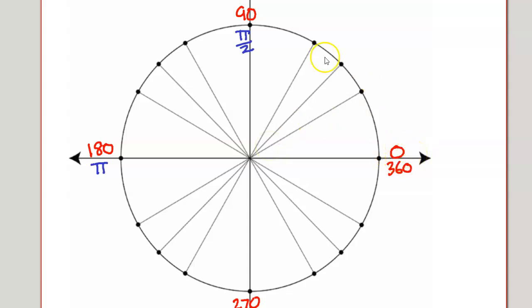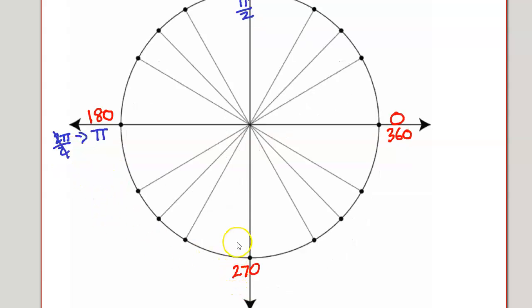And we can count increments of 90, like I did all the way around. We can also count increments of pi over 2. So this is 1 pi over 2. You could think about this as 2 pi over 2. Right? Because 2 pi over 2 just cancels out, and you get pi. So in that vein, we can say, well, this must be 3 pi over 2. And then keep on going, and we get 4 pi over 2, which, of course, reduces to 2 pi.